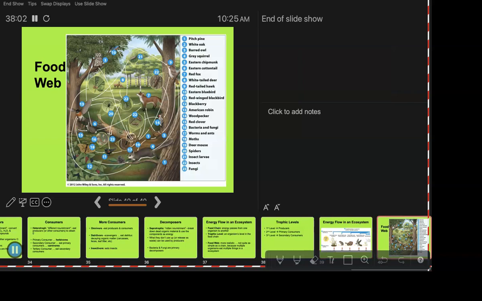So again, a food chain is super simple. A food web, much more complex. This is a bit insane with arrows, but I think that was their point. We got some trees, we got an owl, and I'm just reading down the side here. I can't even begin to find all these. You could do sort of a Where's Waldo in this very easily. Gray squirrel, chipmunk, cottontail, that's a rabbit, I'm guessing. A red fox, a deer, a hawk, a bluebird. Nobody eats bluebirds. Red-winged blackbird, blackberry, robin, woodpecker, a lot of birds in here. Red clover, there's some more food. Bacteria and fungi. Worms and ants, moths, deer mice, spiders.